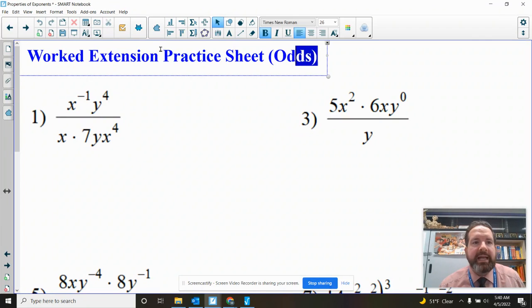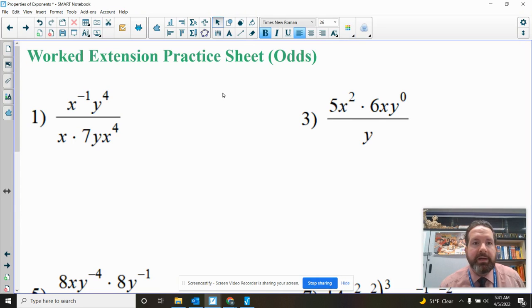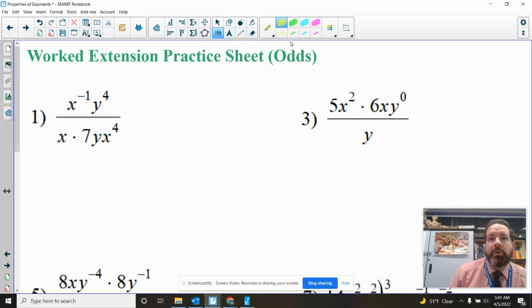So once again, we're looking at the extension work here. So this is just applying that extension assignment. If you'd like to see some of the odd number problems worked out, that's what this is for. Okay, let's go through them. I'm going to go pretty quick. Here we go. Starting with this one.